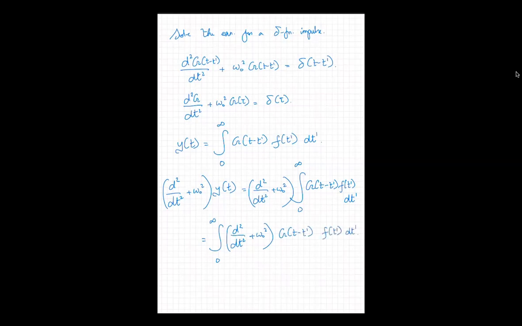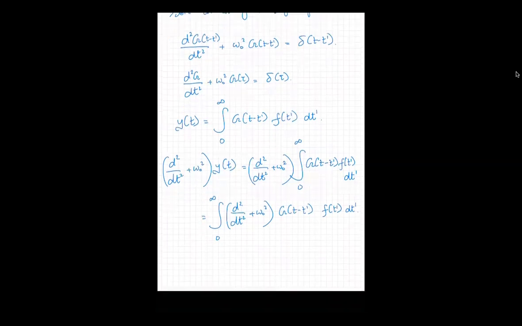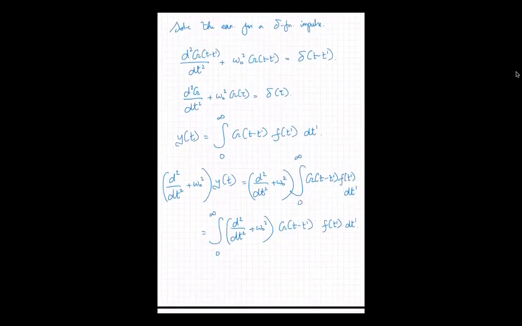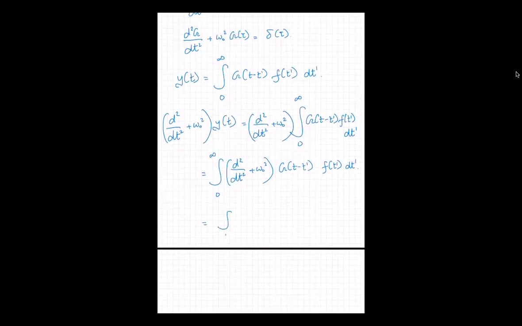Okay. Now notice that the one between g of t minus t prime and f of t prime, this operator can only hit g because f is not a function of t. So this is only going to hit g. But how does it hit g? We know that d square dt square plus omega 0 square g of t minus t prime is nothing but delta of t minus t prime. Okay. So I can write this equation again as 0 to infinity delta of t minus t prime f of t prime dt prime. And by the property of delta functions, you know that this is basically picking out the value of the impulse at time t.